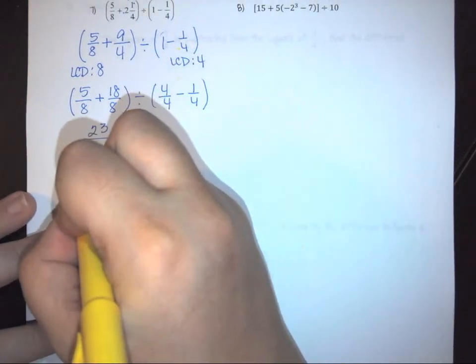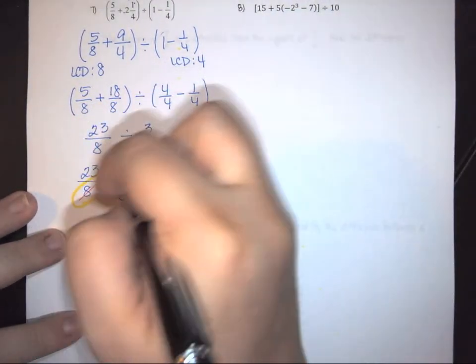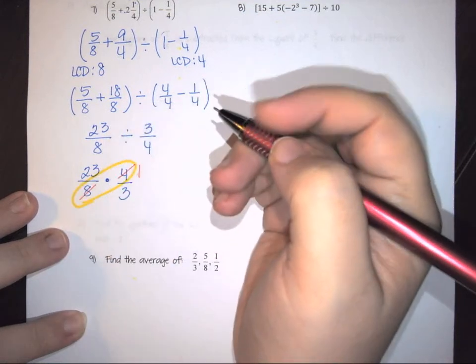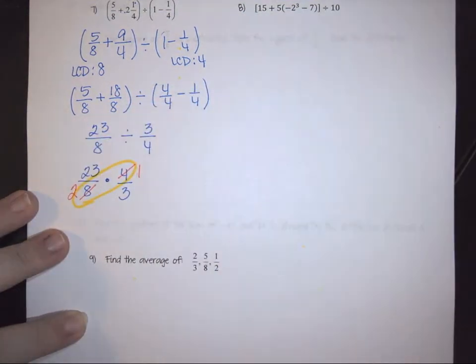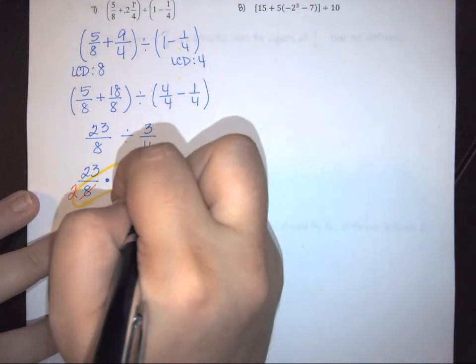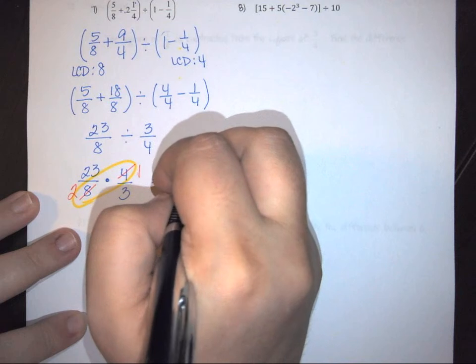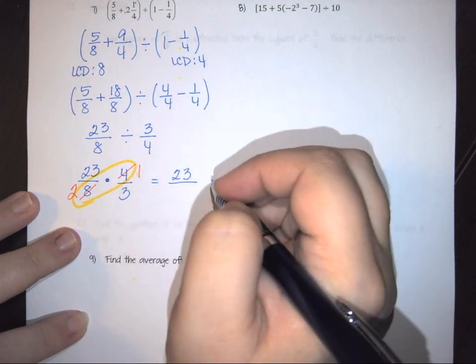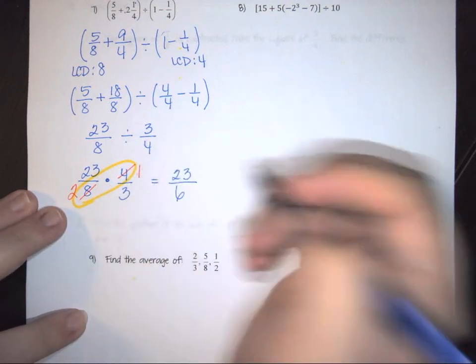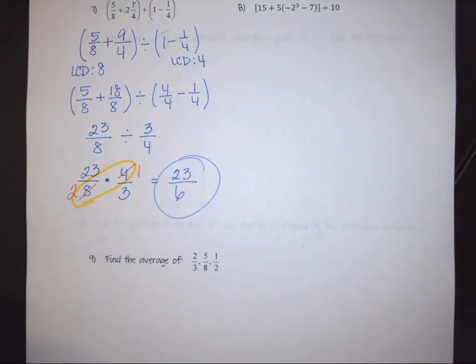First thing that I have is I have this 8 and 4 business. These both reduce, leaves me a 1 on top and a 2 on the bottom. And so here I'm going to go ahead and go straight across the top. 23 times 1 is a 23. And then 2 times 3 is 6. Therefore, that is my most simplified answer.